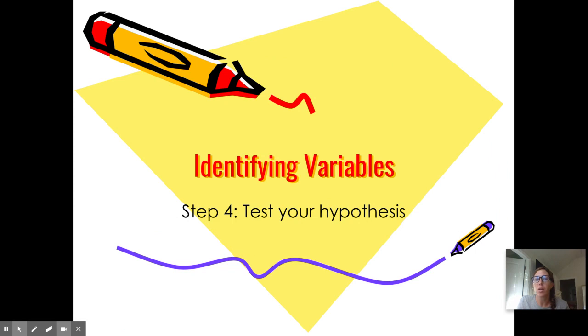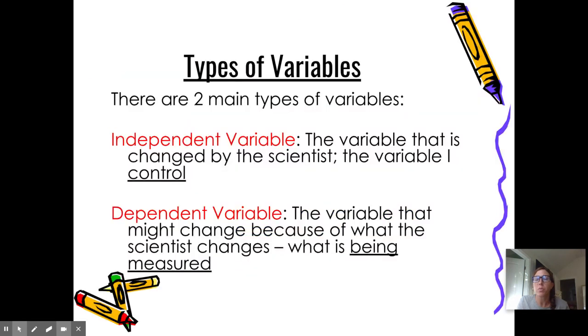In identifying variables in step 4, this is where you test your hypothesis. There are two main types of variables. The independent variable is the variable that is changed by the scientist. It's often called the variable that I control. And the dependent variable is the variable that might change because of what the scientist changes. It is the variable that's being measured.